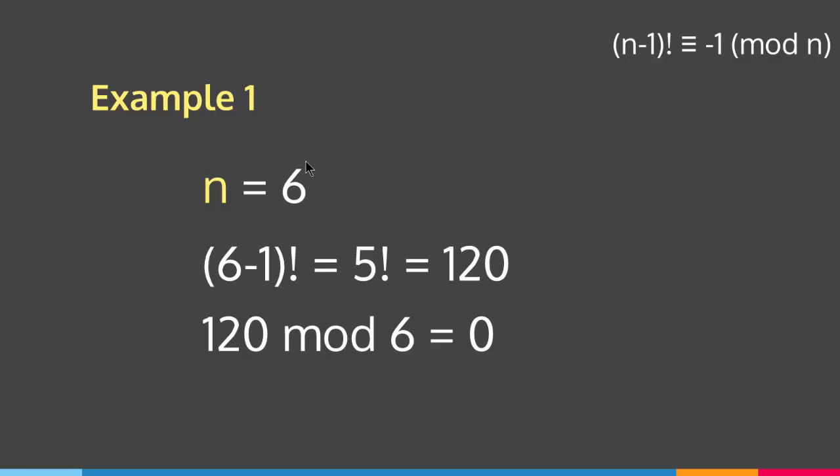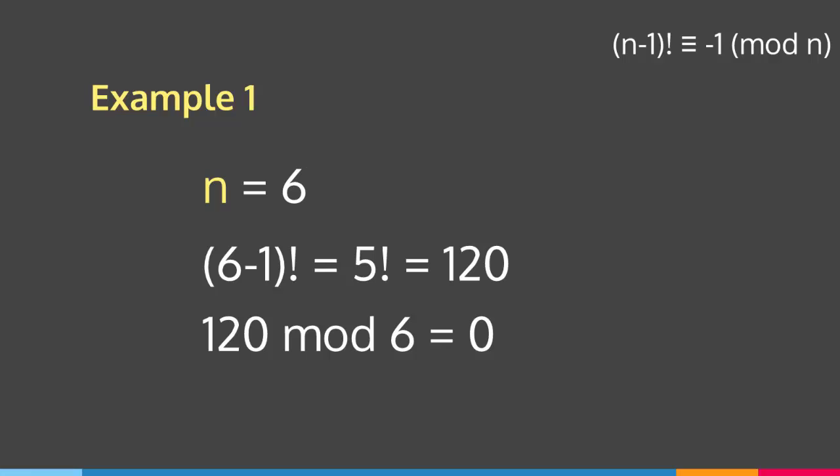Actually, 6 is a composite number because the divisors of 6 are 1, 2, 3, and 6. It's not only 1 and 6 itself. So as you can see, Wilson's theorem is a very powerful tool or test that will tell us whether a number that is greater than 1 is prime or not.